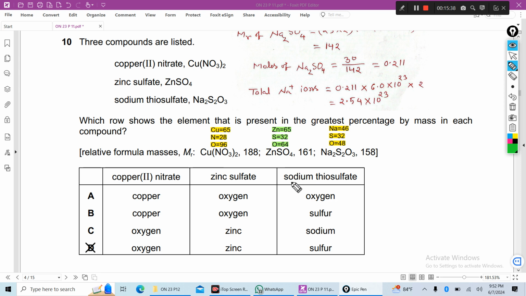And next, sodium thiosulfate, Na2S2O3, sodium 46 gram, 23 times 2, sulfur 32 times 2, total sulfur 64 gram, oxygen 48. So sulfur mass is more, that's why sulfur has the greatest percentage.